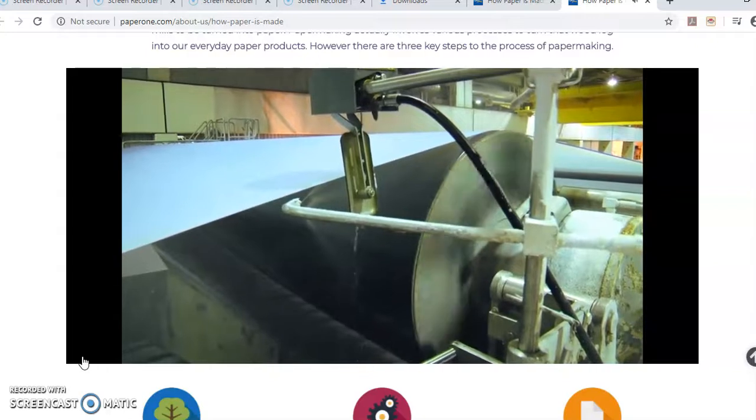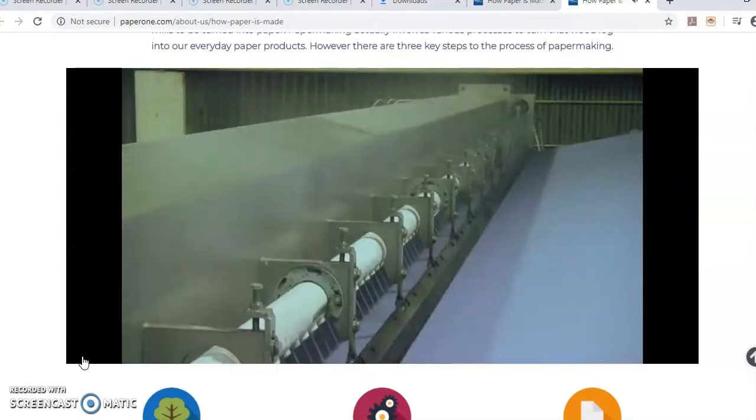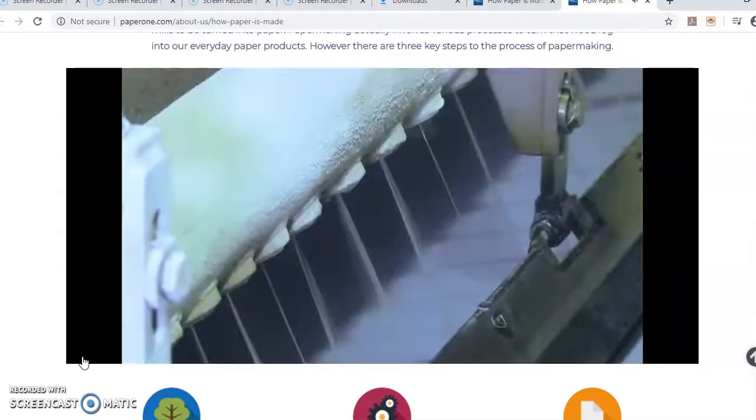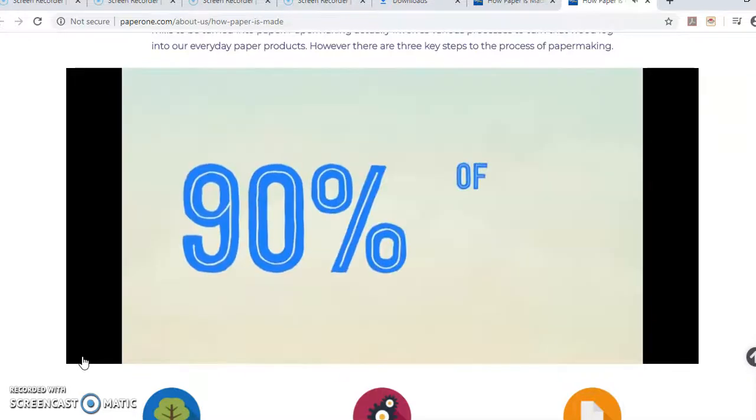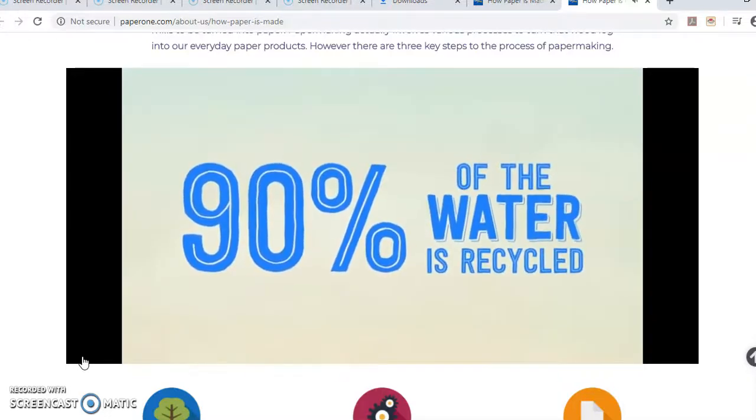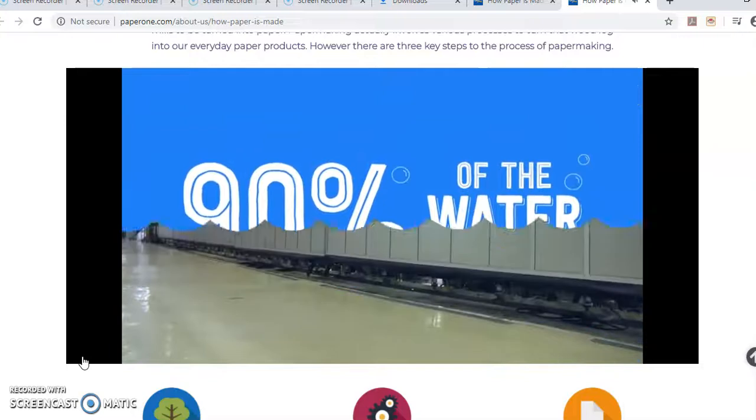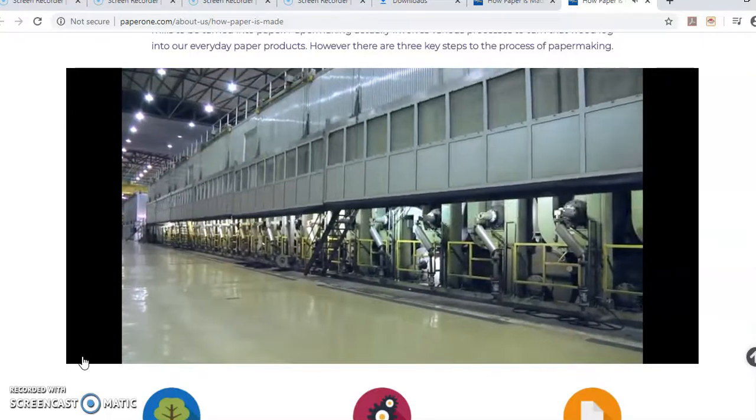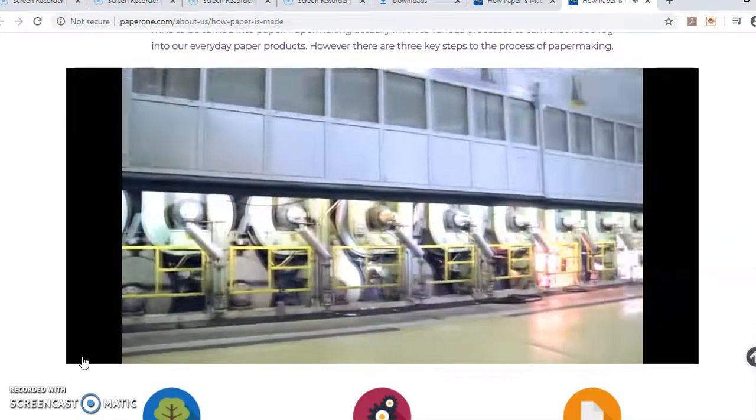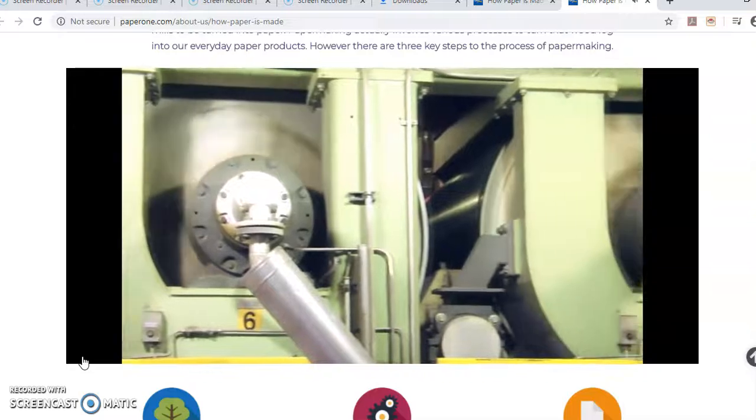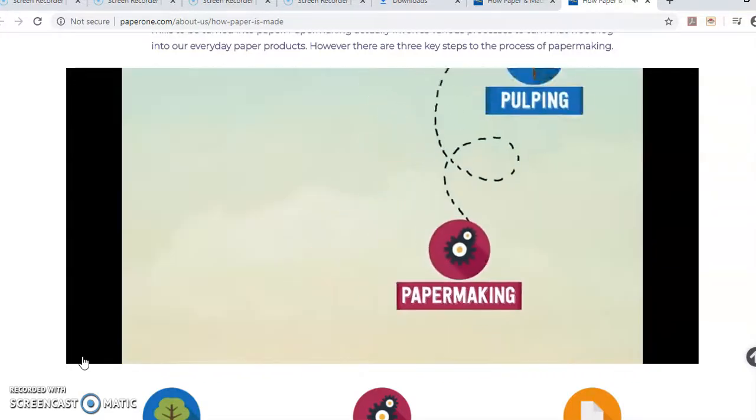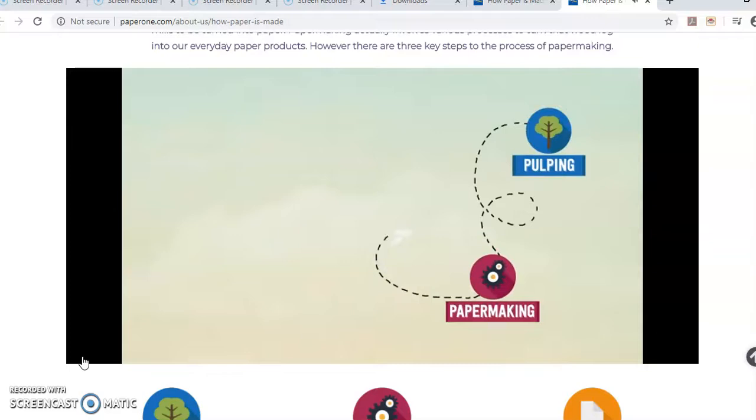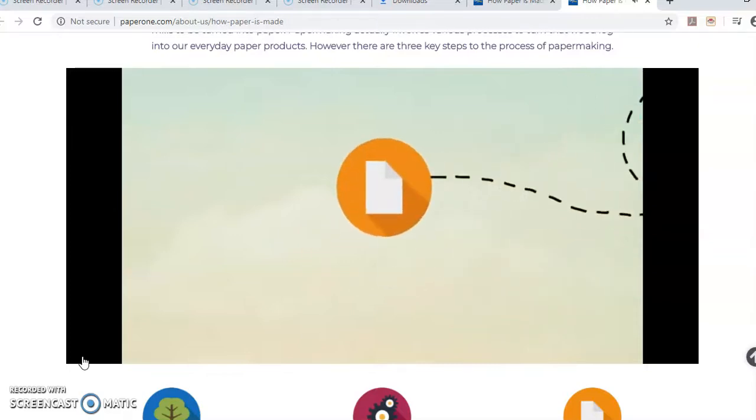Moving at almost 90 kilometers an hour, the thin mats are fed into the press section, where up to 50% of the water content is squeezed out. Up to 90% of water in this entire manufacturing process is also recycled. Things then start heating up as the sheets are dried at above 100 degrees Celsius over a series of cast iron cylinders. But the journey for premium quality paper doesn't end there.